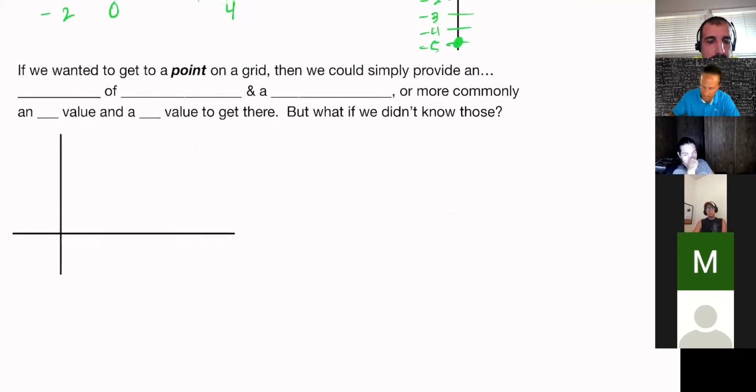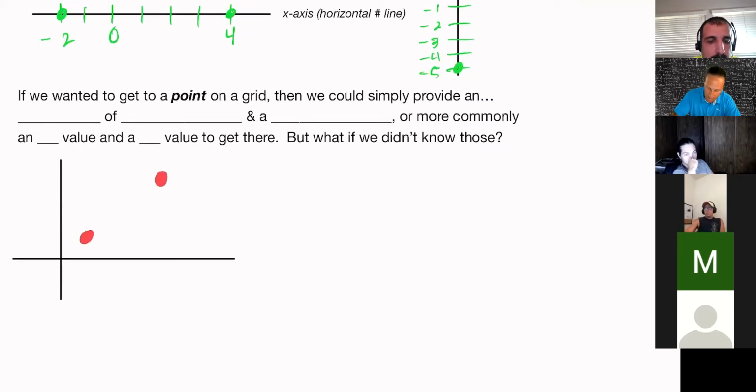But what's going to happen if I'm on a point right here and here? How are you going to find that distance now? Need an ordered pair, right? Good. And so let me show you why. All right. What if we wanted to get a point on our grid? Well, we could provide what is called an angle of rotation and a distance. So if I wanted to get from, say, this point to this point, we could do that.